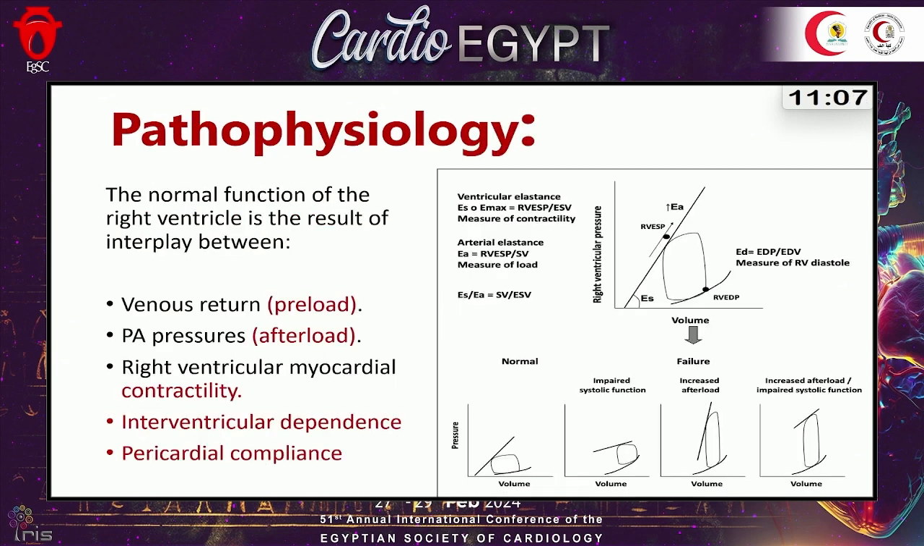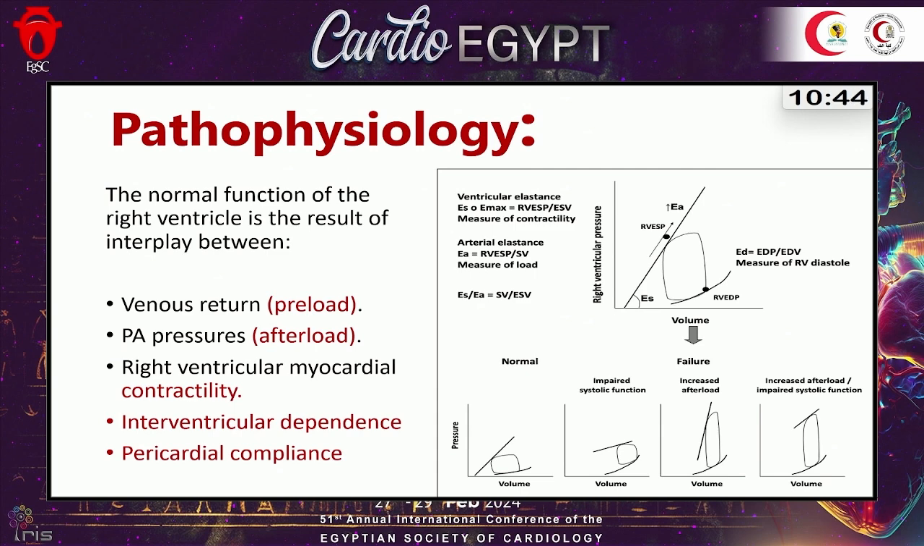The pathophysiology. The normal function of the right ventricle is the result of interplay between venous return, which is the preload, pulmonary artery pressure, which is the afterload, right ventricular myocardial contractility, interventricular dependence, and pericardial compliance. And actually, any change of any of these parameters will affect the other in both direct and indirect ways.